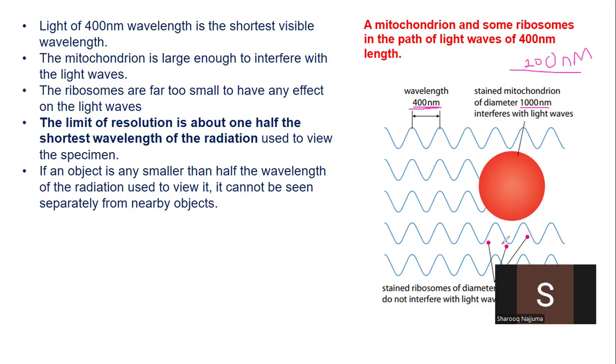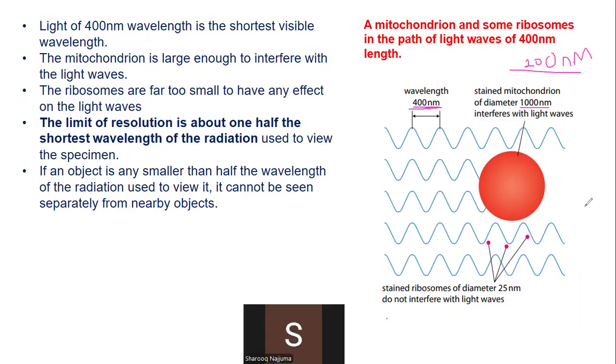And when you look at the ribosomes, they are 25 nanometers, which is way much smaller than the 200 nanometers, which is the limit of resolution of a light microscope. So that is why some structures cannot be seen using a light microscope, simply because they are too small and they cannot interfere with the light waves.